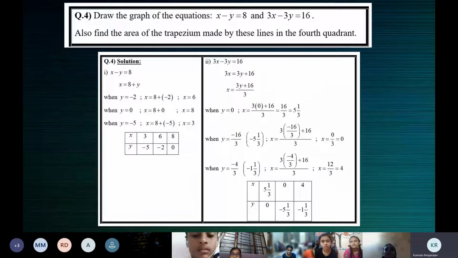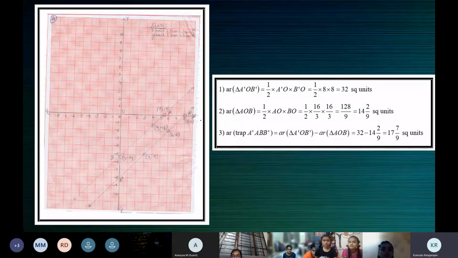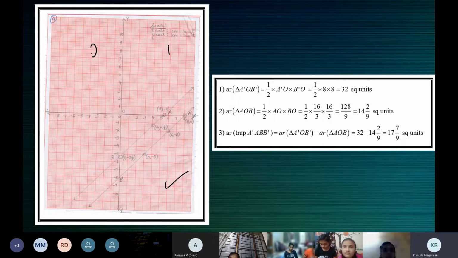So the next thing, children, is to find the area. Make the graph and then find the area of the trapezium made by these lines in the fourth quadrant. So this is the fourth quadrant. First quadrant, second quadrant, third quadrant, fourth quadrant. This is the fourth quadrant. So this is the trapezium. Which is the trapezium?